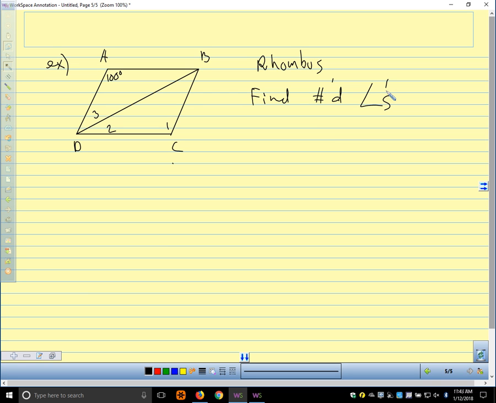Well, the first thing we should do is think, a rhombus is a parallelogram. So that gives us some information about the angles. So let's do the easy one first. What's the easiest angle to figure out? Angle 1 is easy to figure out. So what do we know angle 1 has to be? 100 degrees, because its opposite angles are congruent.